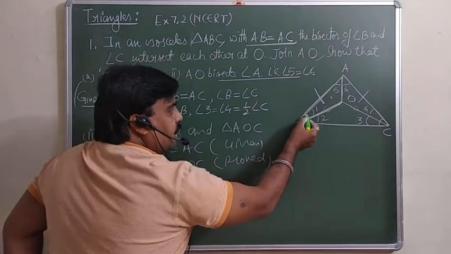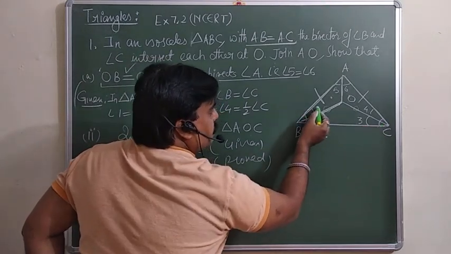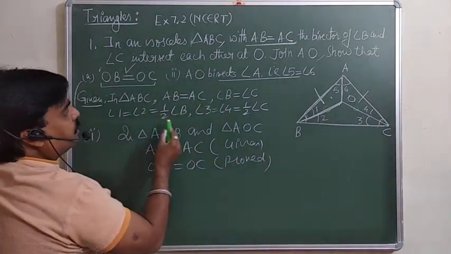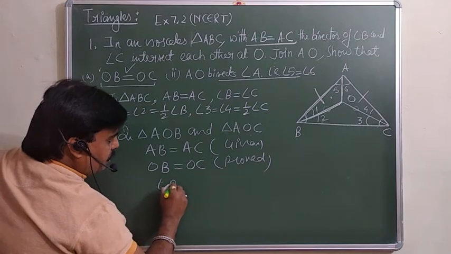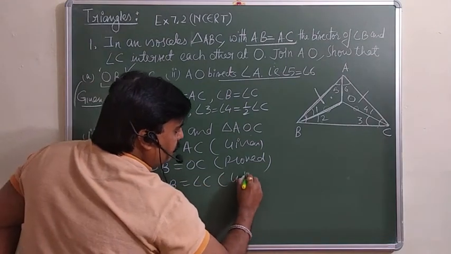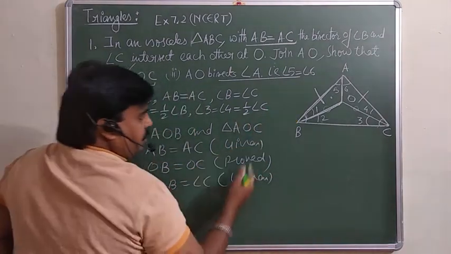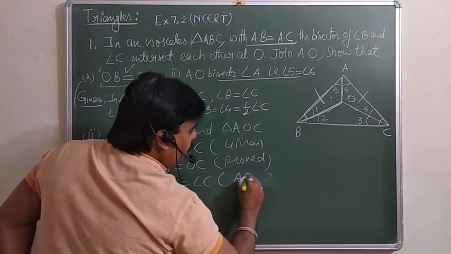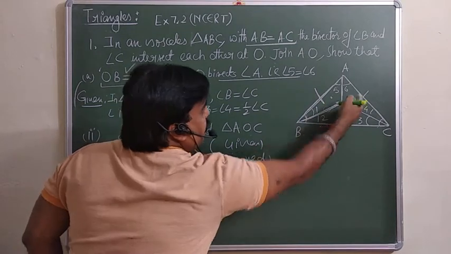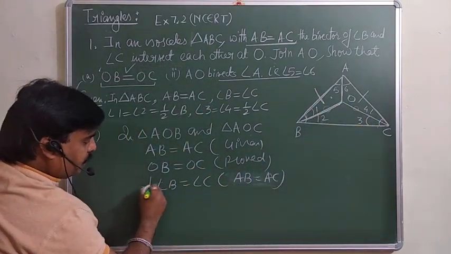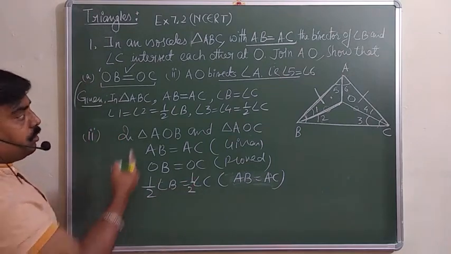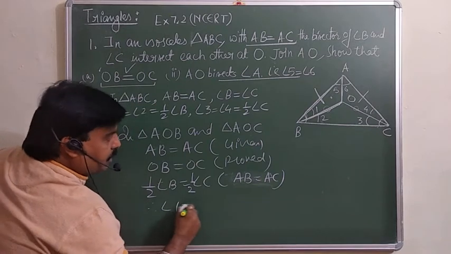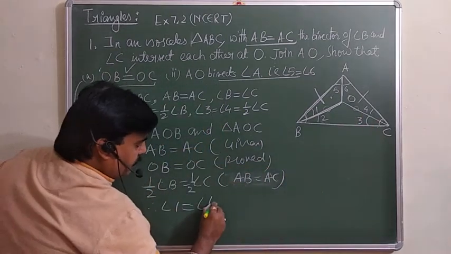So see, angle B was equal to angle C, and half of angle B is equal to half of angle C. So angle 1 is equal to angle 4. Because AB is equal to AC is already given, equal sides have equal opposite angles, so half will also be equal. Half of angle B is angle 1, and half of angle C is angle 4. So angle 1 is equal to angle 4.